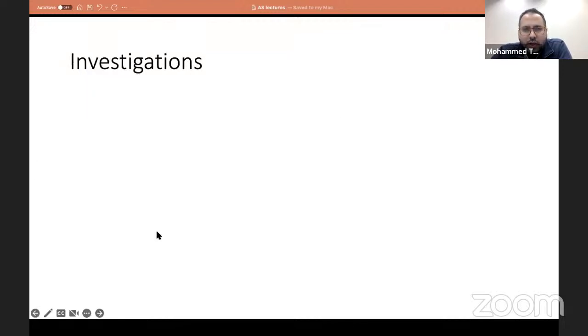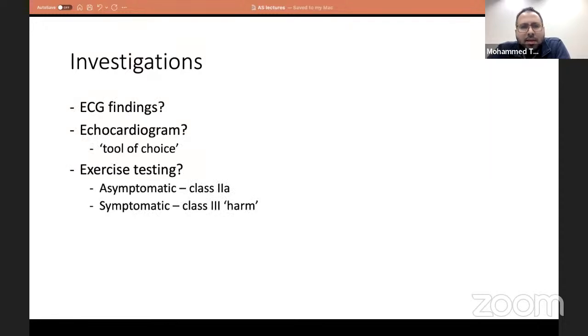Okay, so going back to the case, the patient came already with an echocardiogram showing severe aortic stenosis.